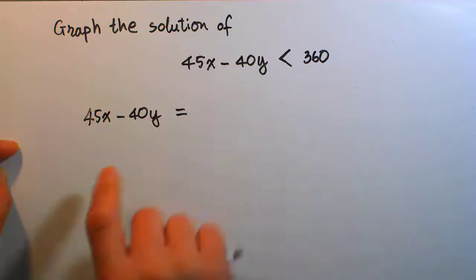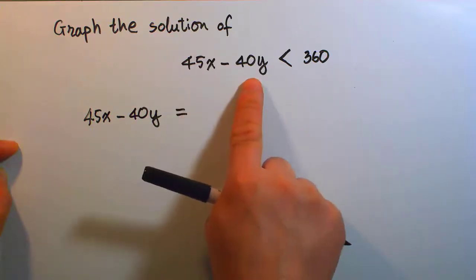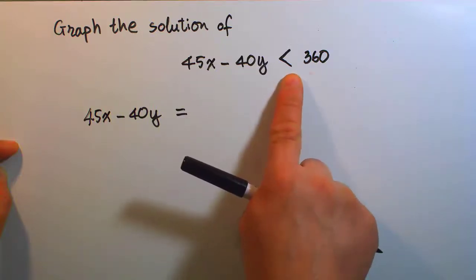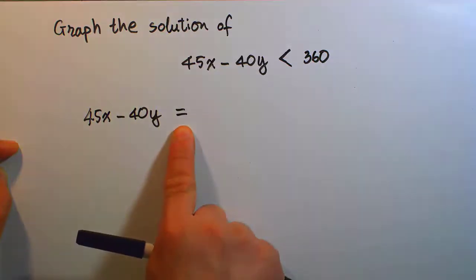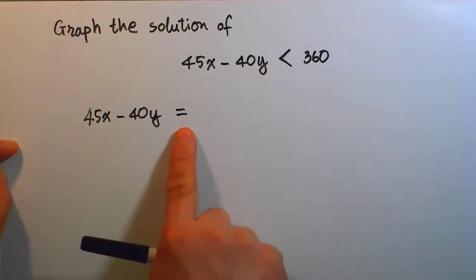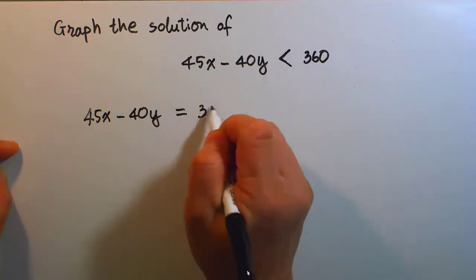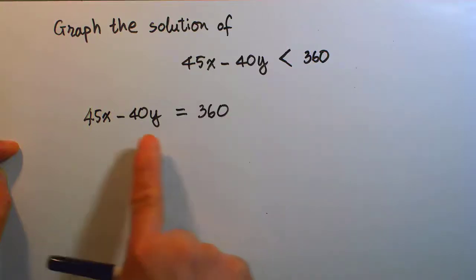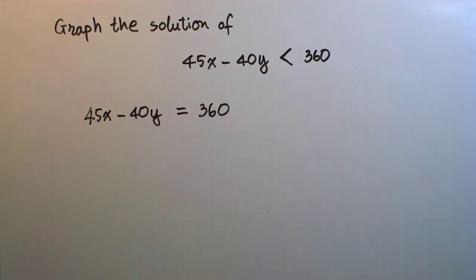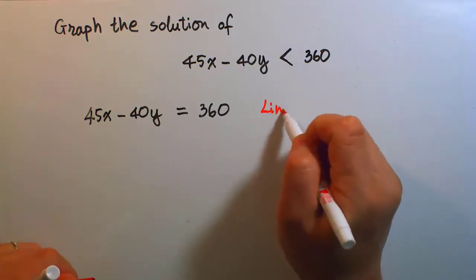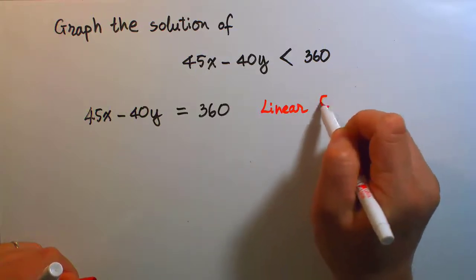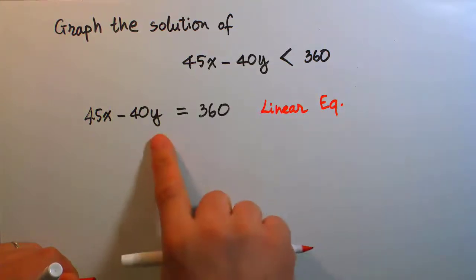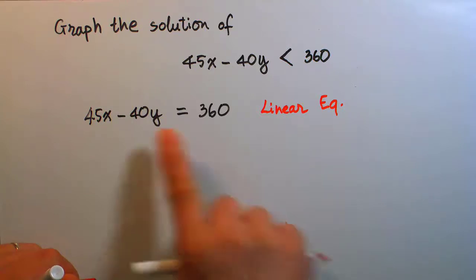as an equation. So here, instead of 45x minus 40y less than 360, this is an inequality, I'm going to purposely rewrite the inequality as an equation, as an equality. So equals 360. And so right here, after immediately switching your inequality into an equal sign, what we have now is an equation. And to remind that term, this equation here is a linear equation. It's a linear equation because once we're graphing it, it's going to become a line. That's why it's a linear equation.